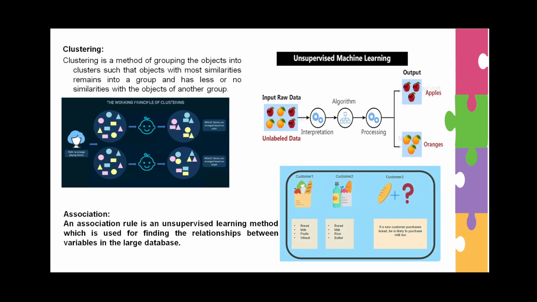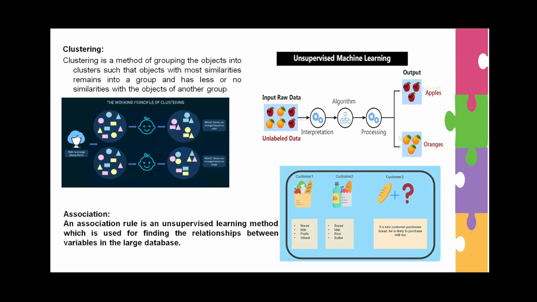Association. An association rule in an unsupervised learning method is used to find the relationship between variables. What is the correlation that exists among the variables of the input parameters? Let's take an example of the purchasing behavior of a customer. There is one customer who is purchasing bread, milk, fruits, wheat. So here the variables are bread, milk, fruits and wheat. And the association we have among all these variables is the one which will be identified in your association algorithm. And customer 2 buys bread, milk, rice, butter.